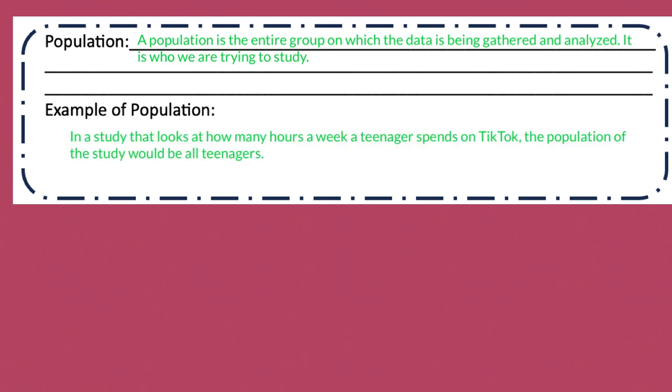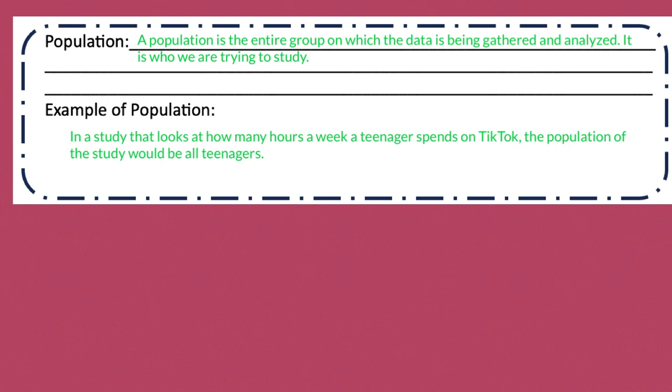One more example that you can write down is, in a study that looks at how many hours a week a teenager spends on TikTok, the population of the study would be all teenagers. Now, in a study, it's going to be unrealistic to ask every single teenager how many hours they spend on TikTok. But we can get a small estimate and make a conclusion based off of the estimate.